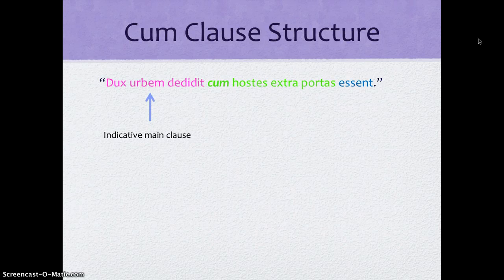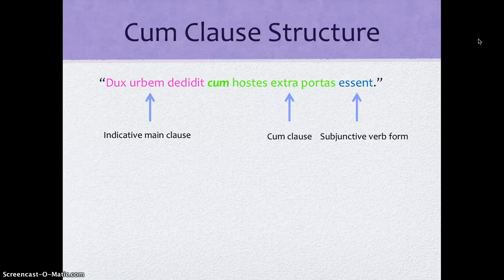The second part is the cum, which separates the indicative main clause from the cum clause. The cum clause in this sentence is cum hostes extra portas essent. Essent is the subjunctive verb form of the verb sum esse, meaning to be.